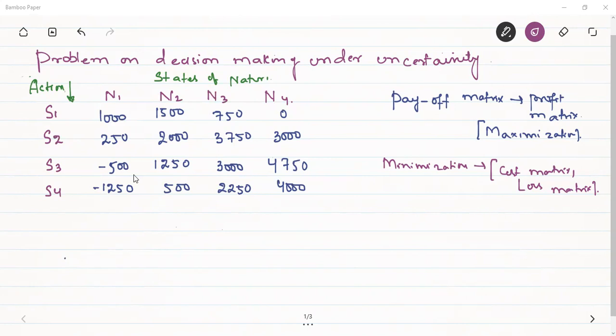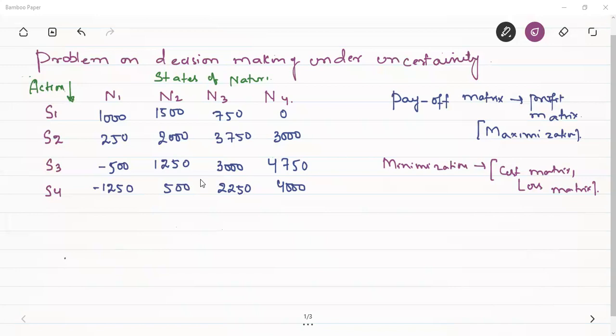So we know that a maximization matrix is also known as the payoff matrix or the profit matrix. If this is a maximization matrix, then all the quantities in this matrix will be profits. Had this been a minimization problem, then the elements in this matrix would have been cost or loss. Therefore, this would have been a loss matrix or a cost matrix, because we want to minimize the cost and the loss.